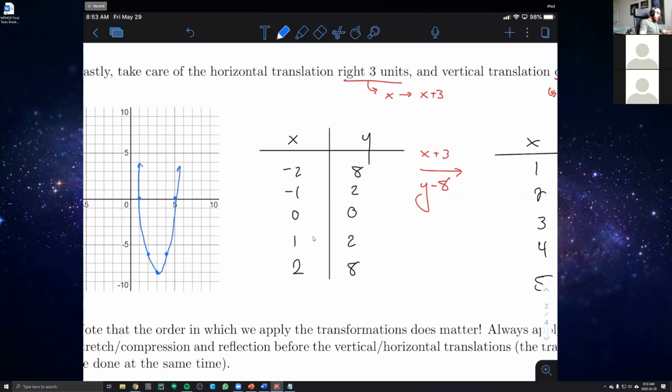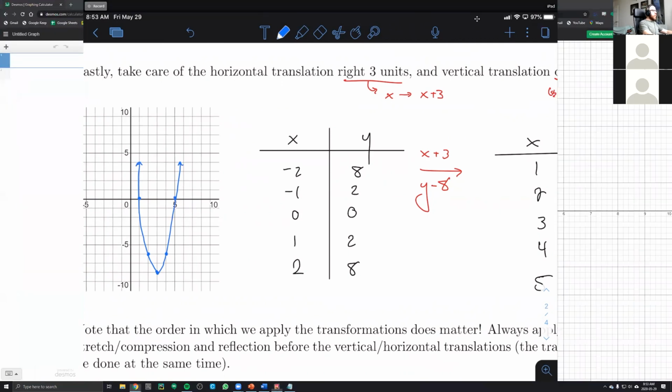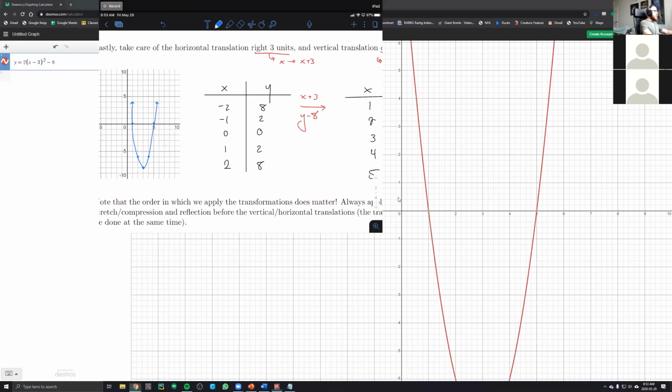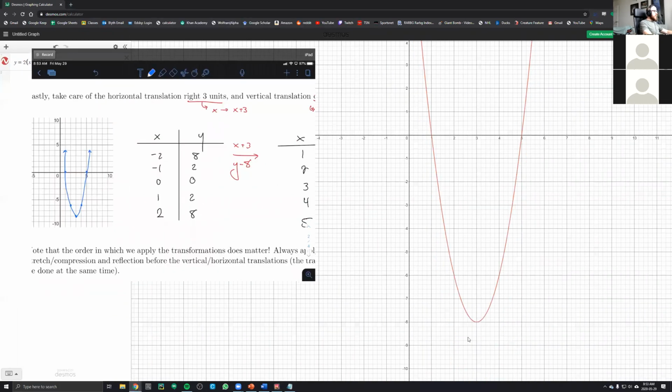Okay. And of course, after you've plotted it, you can always go to Desmos and check it out, right? So let's see what happens when we try that here. Let's see how well we did, I guess. So here we had y equals 2(x minus 3) squared minus 8. Okay, not so bad, not so bad.